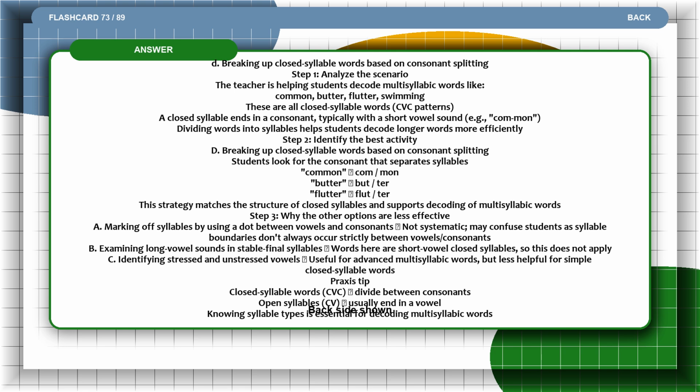Praxis tip for closed syllable words: CVC, divide between consonants. Open syllable, CV, usually ends in a vowel. Knowing syllable types is essential for decoding multisyllabic words.